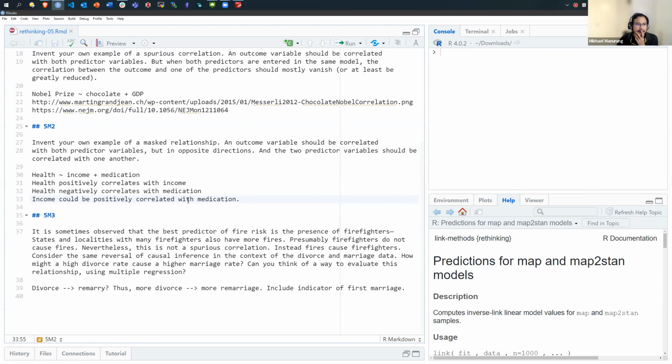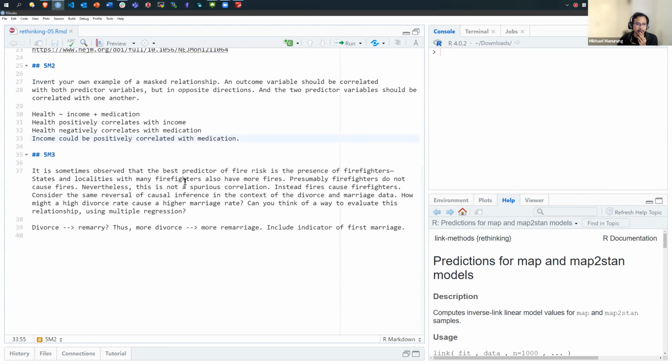So, yeah. I guess that's an example where the outcome can correlate with either of the predictors in a different direction, and the predictors correlate among each other.